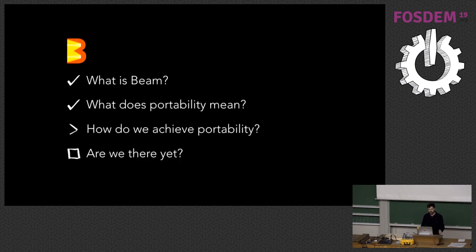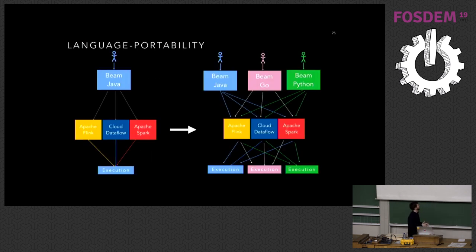So how did we achieve it? If we look at the very abstract translation process of a pipeline, it used to be like this, where we had Java and then a bunch of runners, and they all executed in Java, so they needed to implement their own translation way, but once they translated, it was fine.